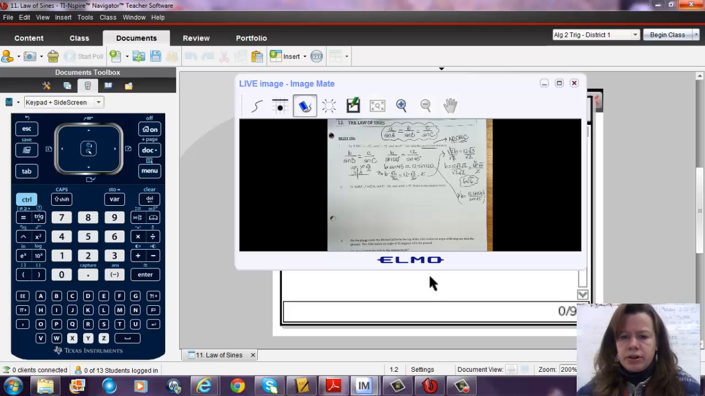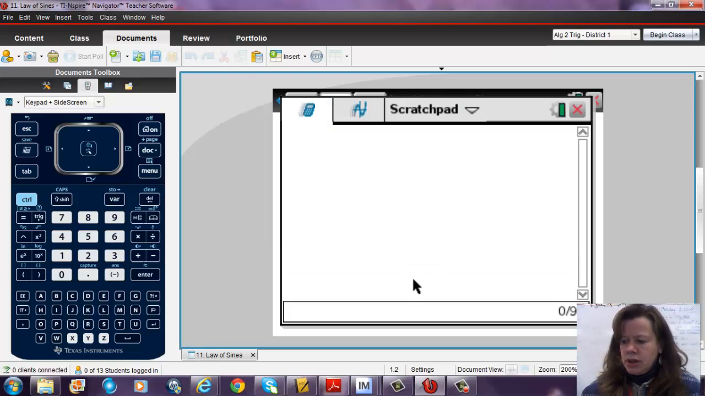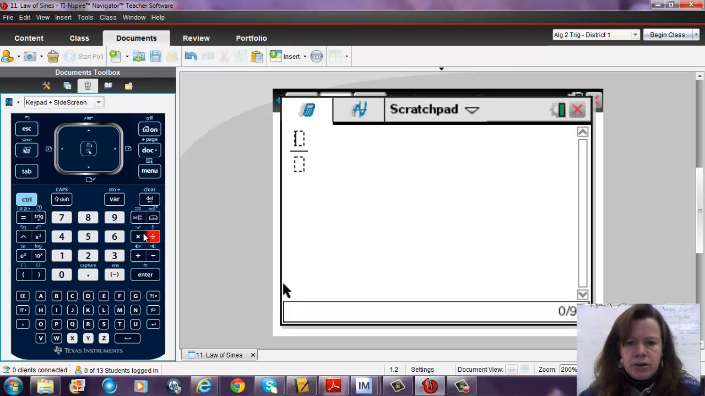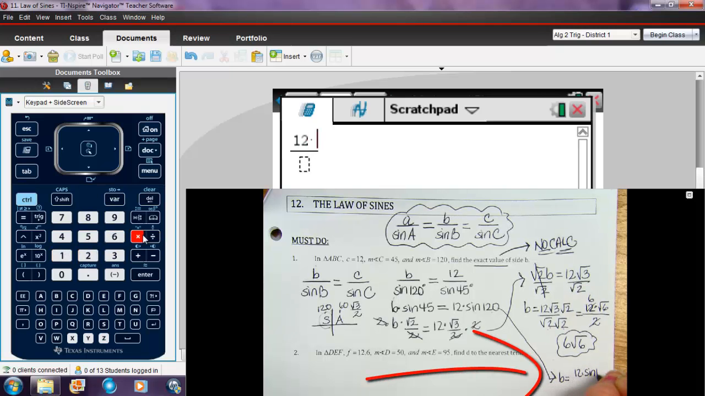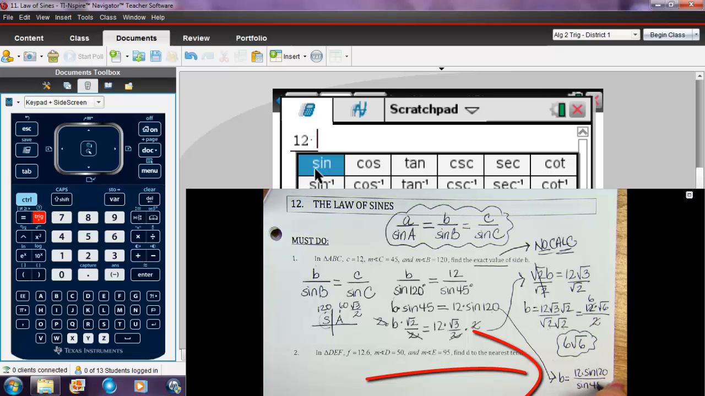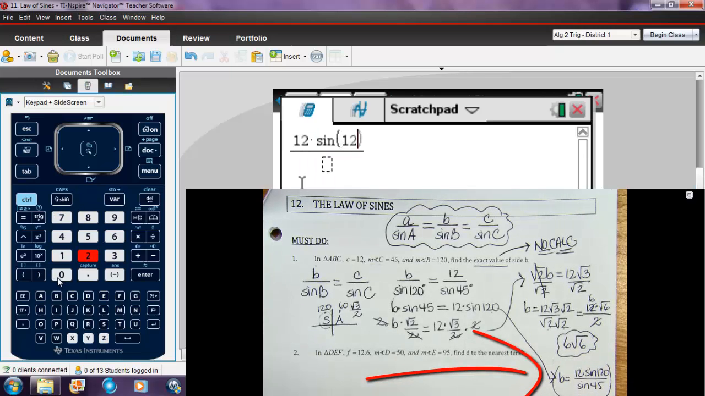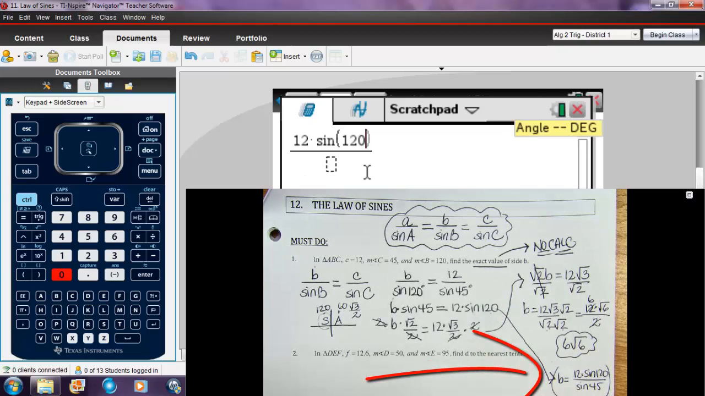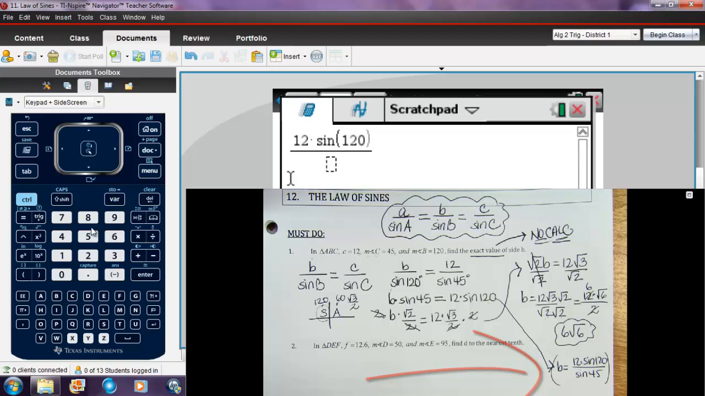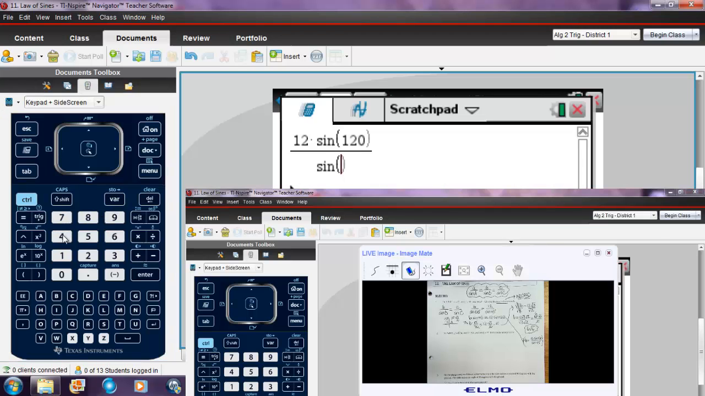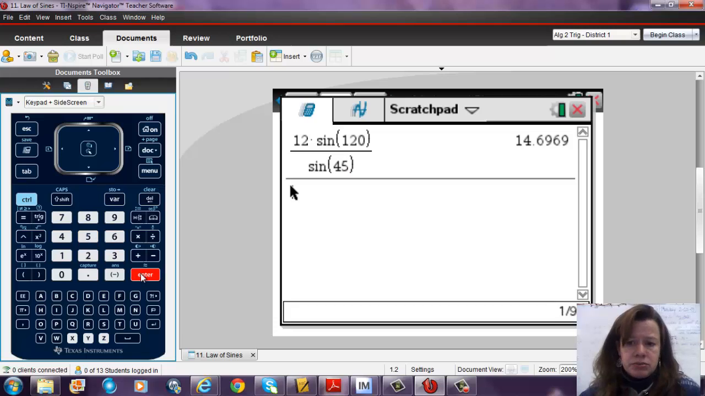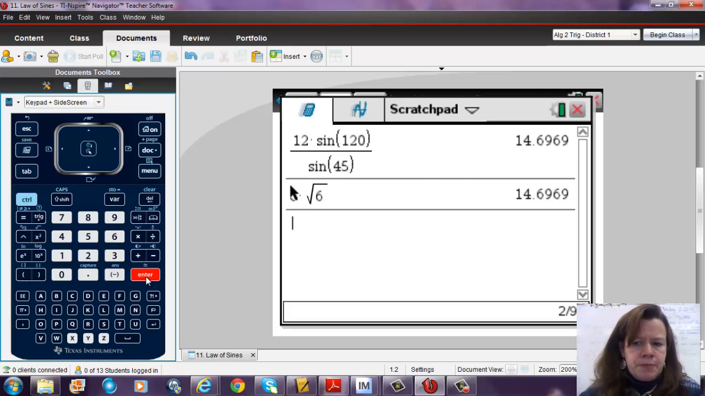So going back to your Inspire again, scratch pad, I'm going to have a fraction and type 12 times the sine of 120, that's 120 degrees. Again, I hover, make sure I'm in degrees mode, I am, over sine 45. And I'm going to get a crazy decimal. Okay. Now when we did this with the exact value, we got 6 square root 6. So let's check that they're equivalent. I'm going to do 6 times the square root of 6. And I get the same decimal. So that's a nice check as well.